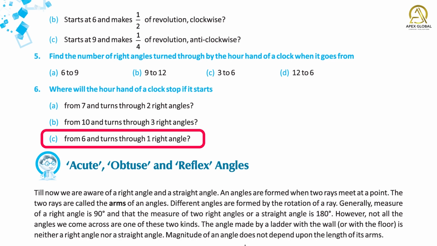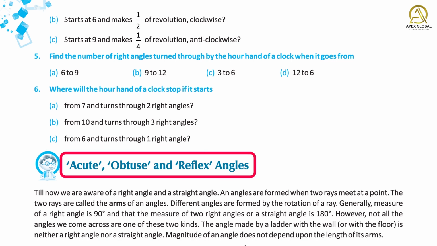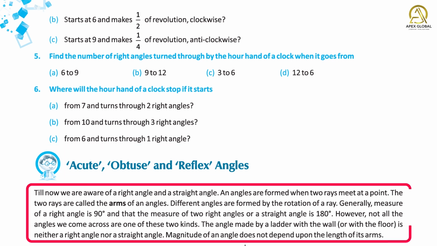Solution. Stop at 9. Acute, obtuse and reflex angles. Till now we are aware of a right angle and a straight angle, and angles are formed when 2 rays meet at a point. The 2 rays are called the arms of an angle. Different angles are formed by the rotation of a ray.